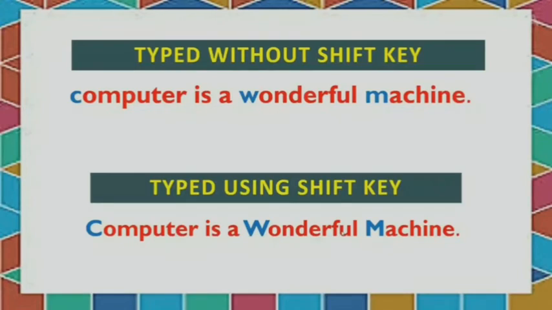Above line is typed without shift key, and below one is typed using shift key. C, W and M are letters which are typed by pressing shift key. They are in capital letters.